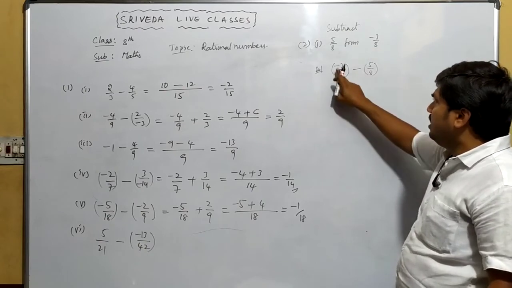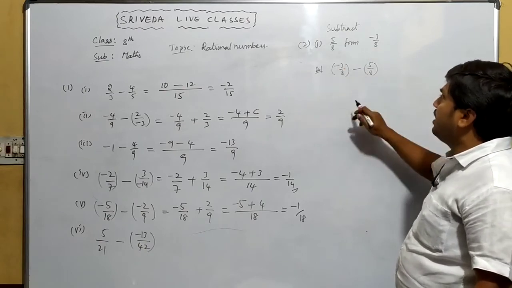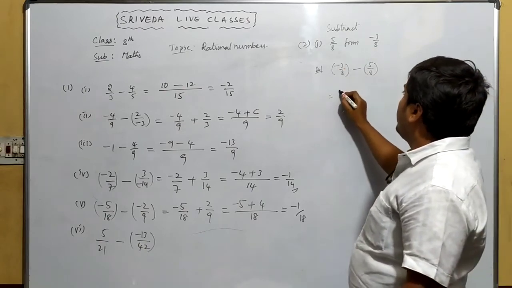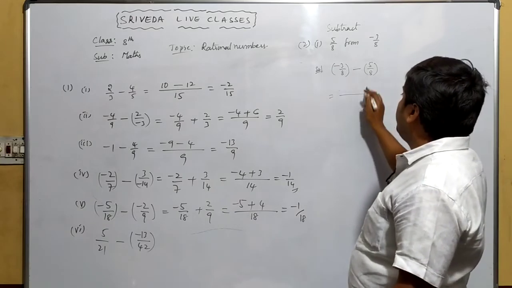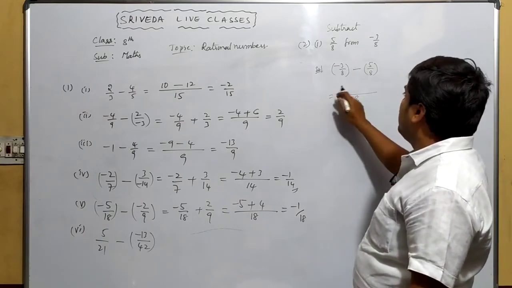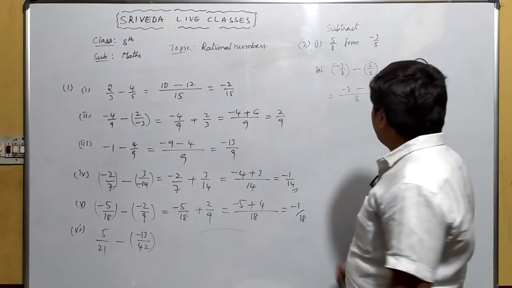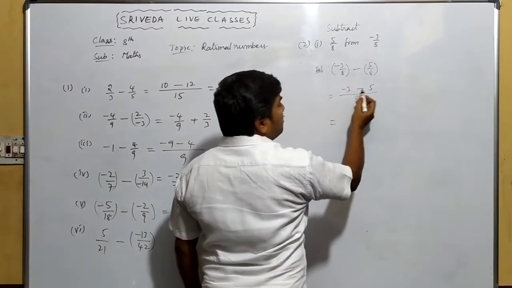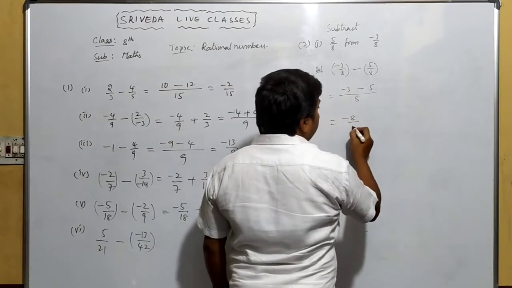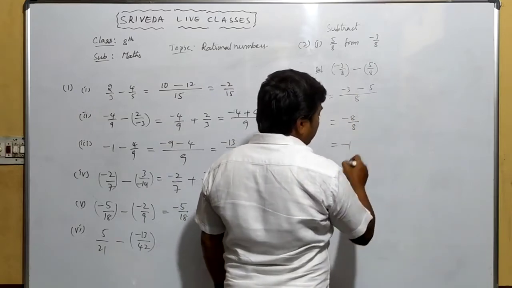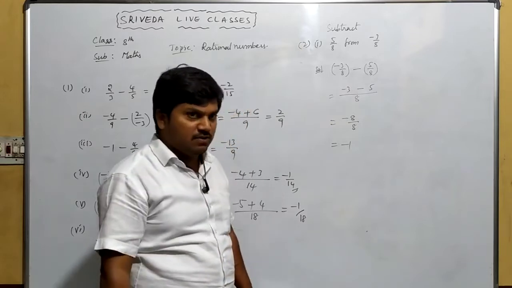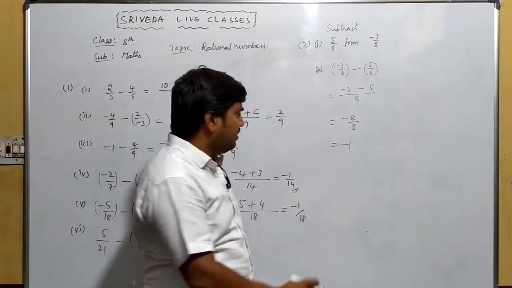This is minus 3 by 8 minus 5 by 8. What is the LCM here? 8 is there, 8 is the LCM. So here minus 3, here minus 5. Now I'll get minus 3 minus 5, which is minus 8 by 8. So what is that? Minus 1 is the answer.